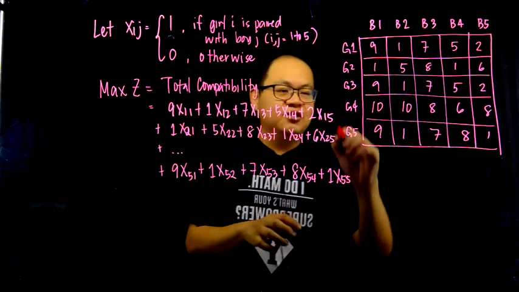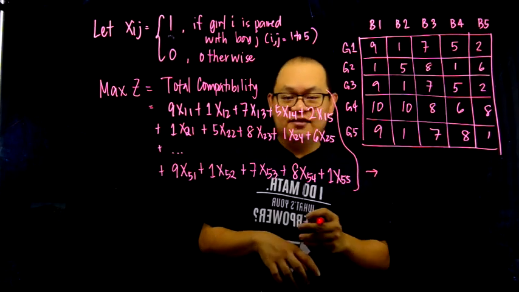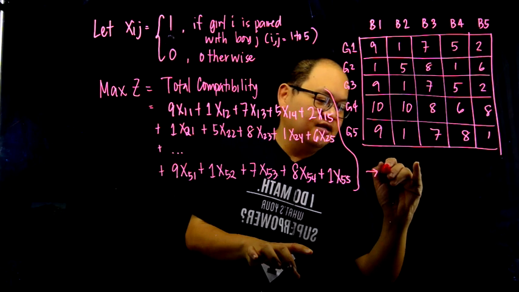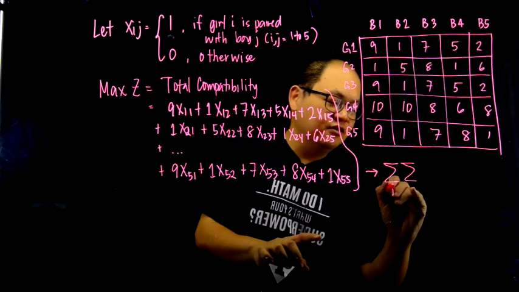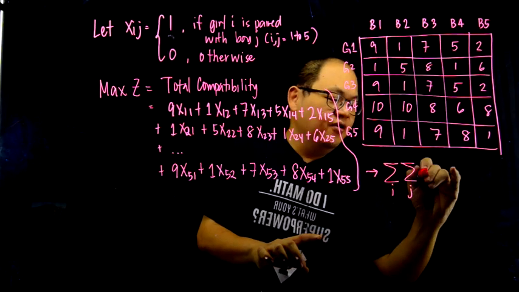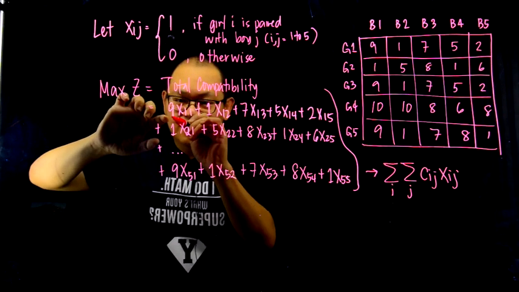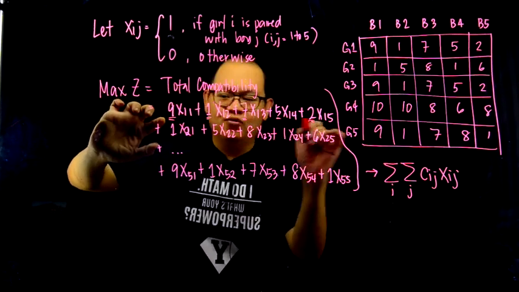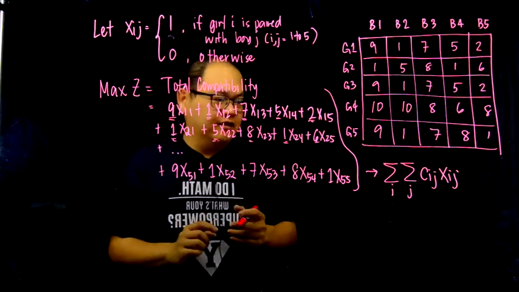However, we can actually write this in a simpler manner using summations. And this is how we write it in summation. This is equal to the double summation for all i and j of cij xij. As you can see, your c's are written here: 9, 1, 7, 5, 2, 1, 5, 8, 1, 6, etc.